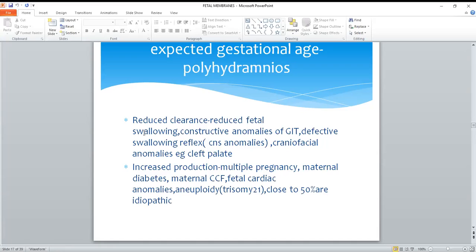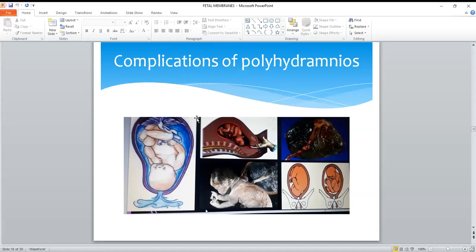But at least just know that when you have polyhydramnios, you have reduced clearance. So then you think, what can cause the amniotic fluid to be cleared in a reduced manner? That will help you understand, other than maybe cramming.